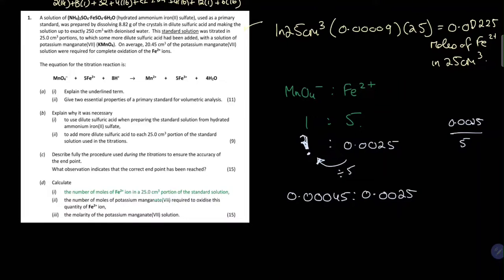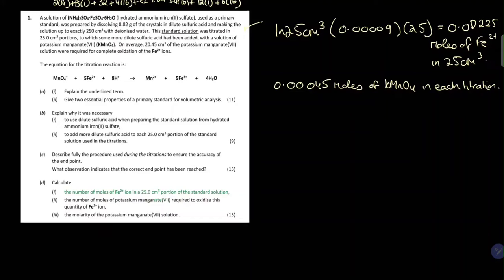Okay, next question. So what we've learned from the previous question: 0.00045 moles of potassium permanganate is used up in each titration. The next question is the molarity of the potassium permanganate solution. So that wants it in moles per litre. So what links with that amount of moles? What volume links with it? Each titration. So try and find that there.